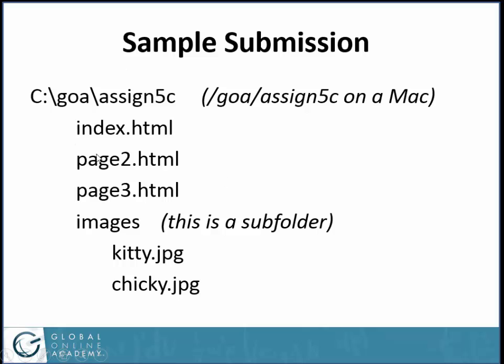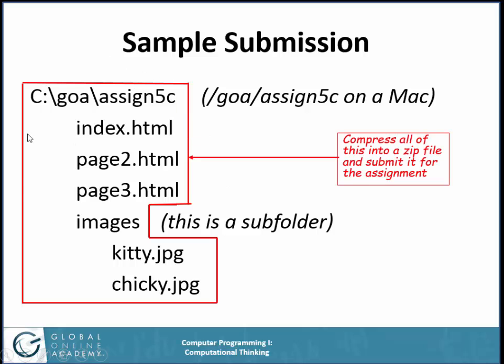Now, what are you going to do with all of this? Everything that I've got outlined in red, you're going to compress into a zip file. Have you ever done that before? Have you ever created a zip file? You can do it on both the Windows or the Mac machines. The way you do it is slightly different, and on the GOA website, right below this video, I've linked you to a YouTube video telling you how to create a zip file on Windows, and one showing you how to create a zip file on the Mac.